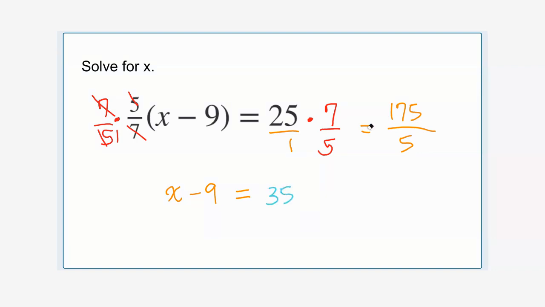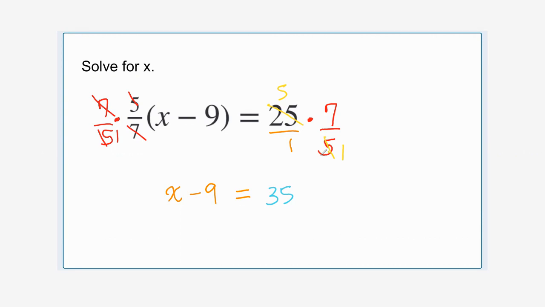Do you know this one? You could have done it simpler, because 25 and 5 are divisible by the same number. 25 divided by 5 is 5. 5 divided by 5 is 1. I canceled it by simplifying ahead of the times. 5 times 7, 35. That could have been easier.